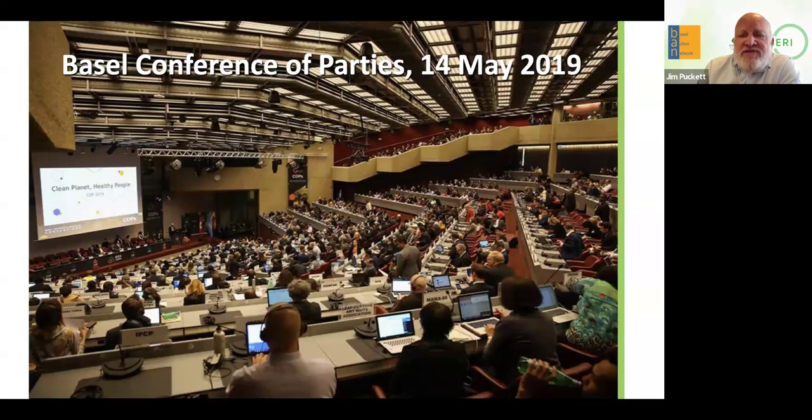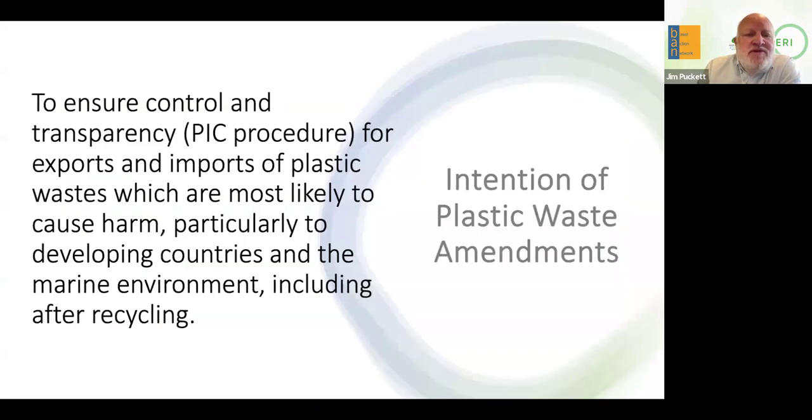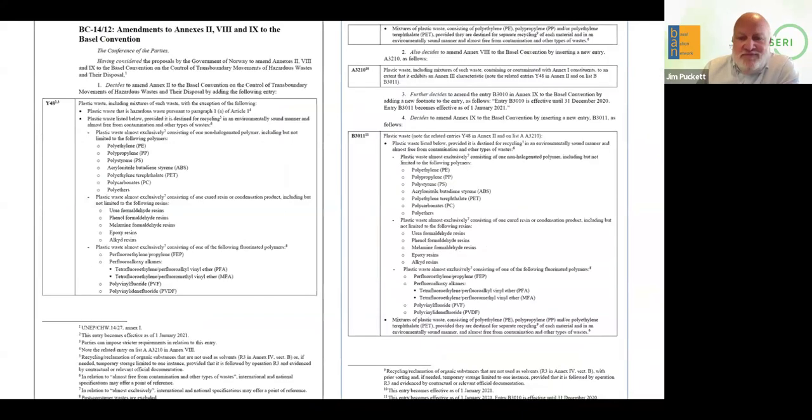They're now in force as of 2021. So the intention of these amendments was to ensure control and transparency via the PIC procedure for exports and imports of plastic waste, which are most likely to cause harm, particularly to developing countries and the marine environment, including after recycling. This is what the amendment looked like, that we had never seen a listing this complicated before.